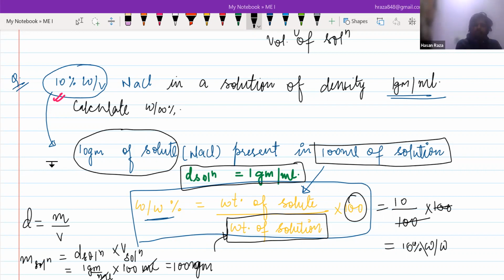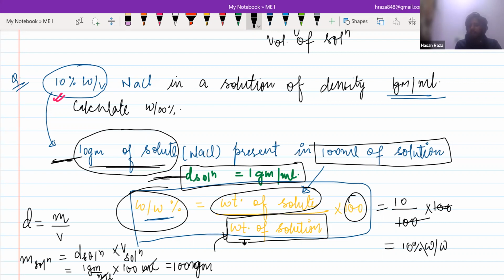Sakina, this is given, and this is what we needed to calculate. So I wrote the formula of this, and you can see in the numerator you need to put the value of weight of solute that is given, and in the denominator you can see weight of solution, which is not given. But for weight of solution we can easily calculate from the given information, that is volume of solution and density of solution. And you know the formula for density, right?